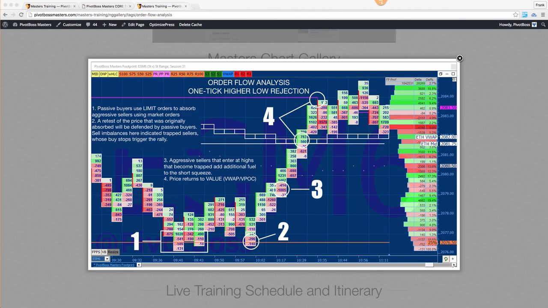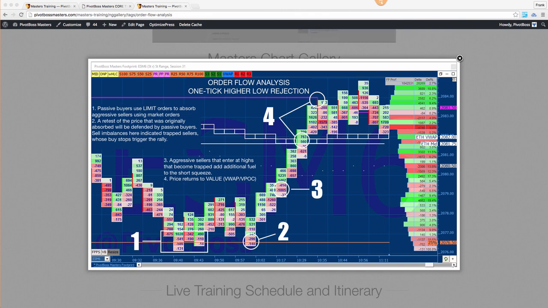There can be so much competition at these levels that it is harder to fill sometimes. And I mean, I've had my orders not get filled right on the level, and then it runs away from me and I don't get in. And that can be super frustrating. So I definitely know exactly what you're talking about.